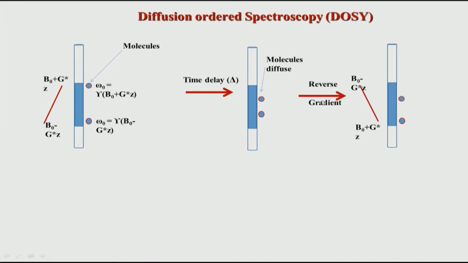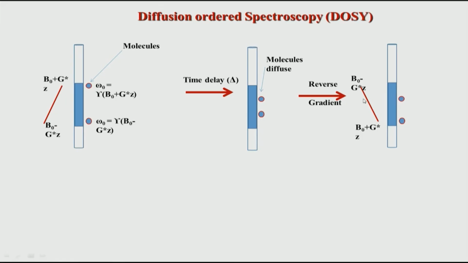Now we allow some delay, and after this delay we apply the reverse gradient. So, what do you expect? You expect that if I apply a forward gradient, that is the normal gradient, and then a reverse gradient, I should get back the original complete signal. But that will not happen because of this delay. Because of the delay the magnetizations have lost their original position. Remember, this dephasing and rephasing works only if they have not moved at all.